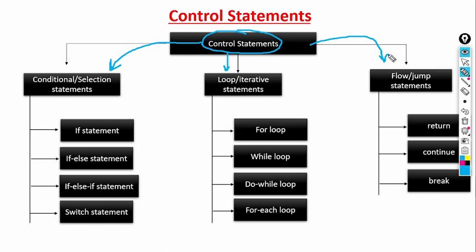So for example, if I take the example of even odd: if the number mod 2 is equal to 0, or if the remainder is equal to 0, then print even number. This is actually done with the help of a conditional statement. And inside the conditional statements, we will study the if statement, the if else statement, the if else if statement, then the if else ladder, then the nested if else, which we will look at separately in upcoming sessions.